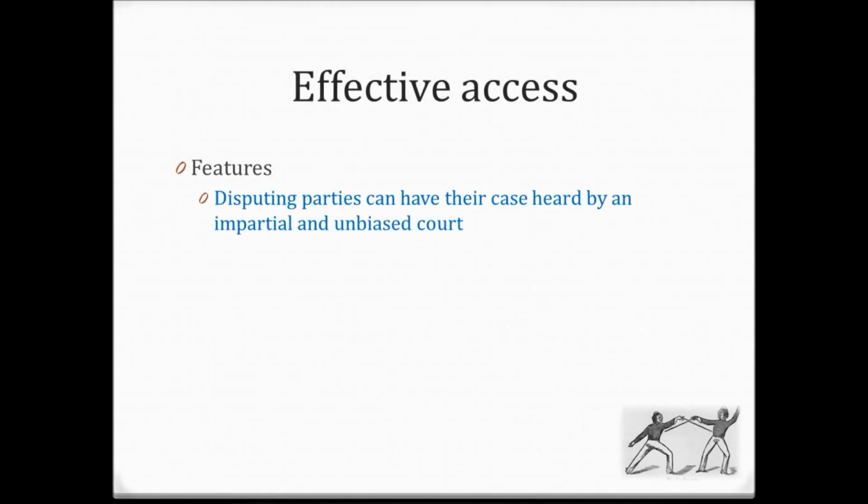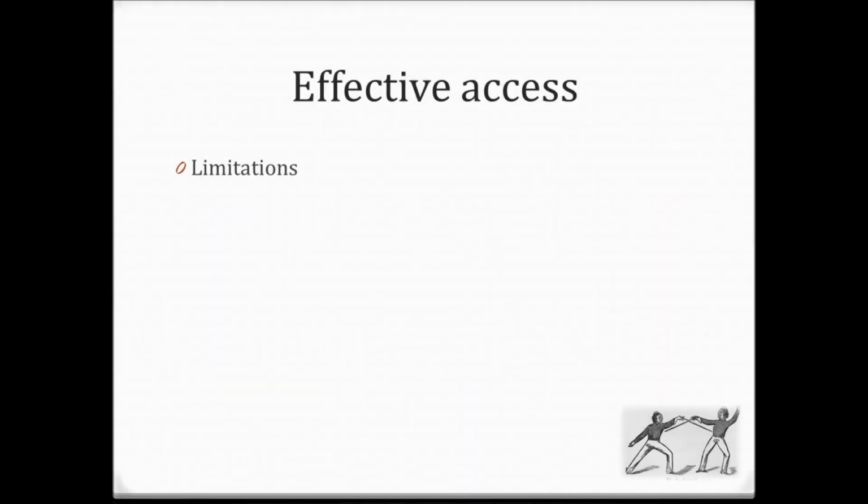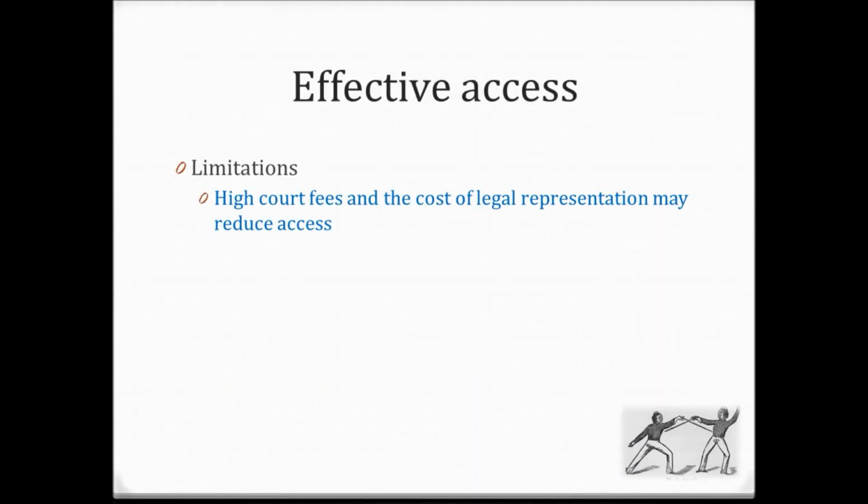A second feature is effective access. So some parts of the adversary system that help to achieve effective access are that parties to a dispute are able to have their case heard by an impartial and unbiased court. The court system is able to hear all types of cases, both criminal and civil cases, serious cases, and more minor disputes as well.